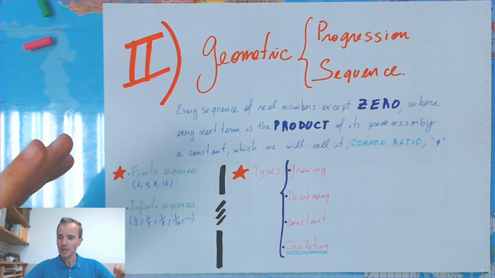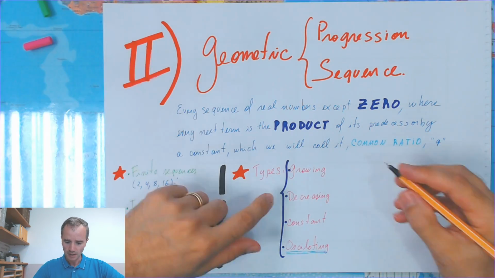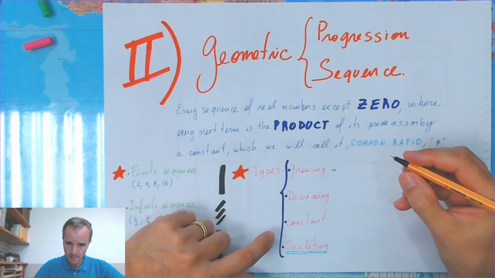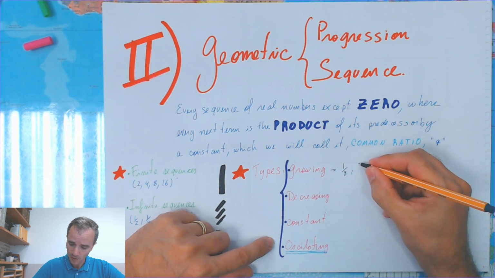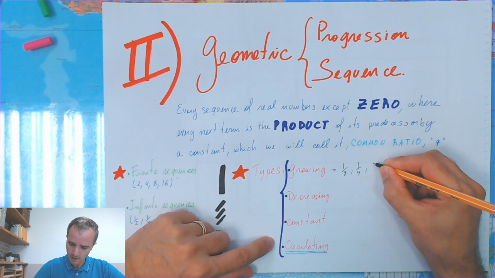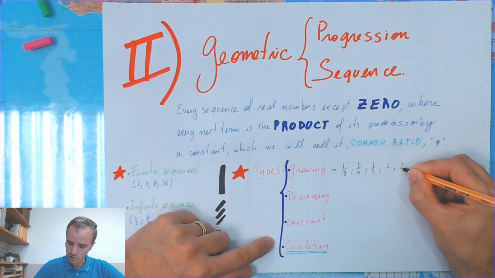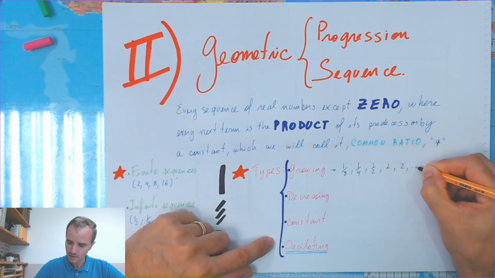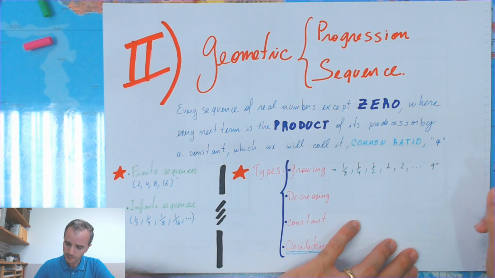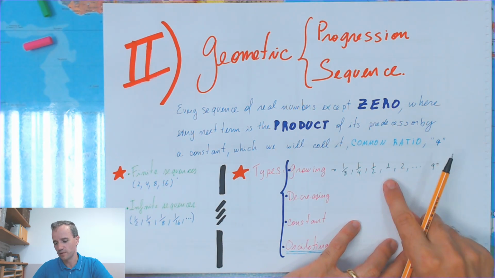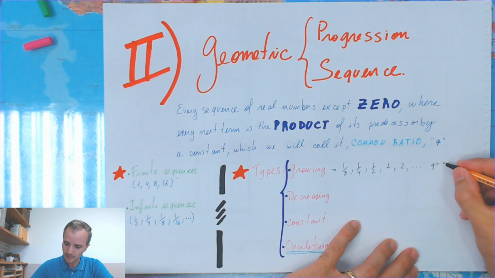Okay, now let's just give a very simple example in here. Growing, we could have maybe like this: 1/8, then 1/4, then 1/2, then 1, then 2. Have you seen what is going to be the common ratio in here? Think about it. Of course, if you just look in here, it's very obvious, but try to think about this. It is just 2, right?